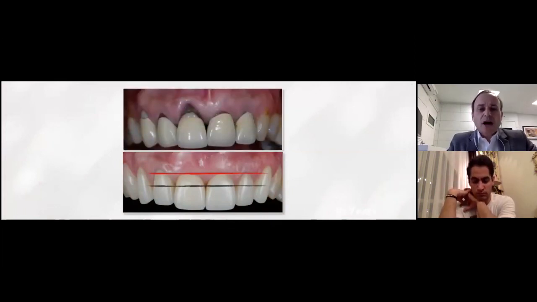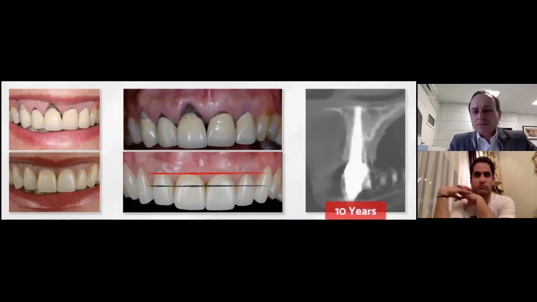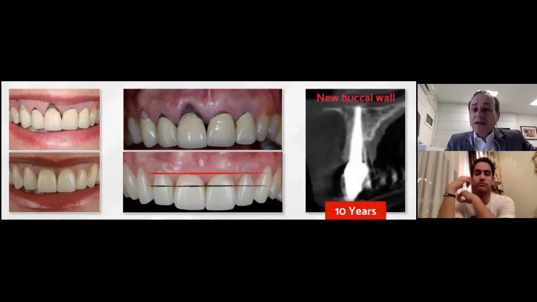Just take a look at how everything started. We had a breakdown in the esthetics. Now you can see the balance between the lips, the gingival margin, and the crowns. And this is the post-op after 10 years. We still have the new buccal bone wall completely stable right here.